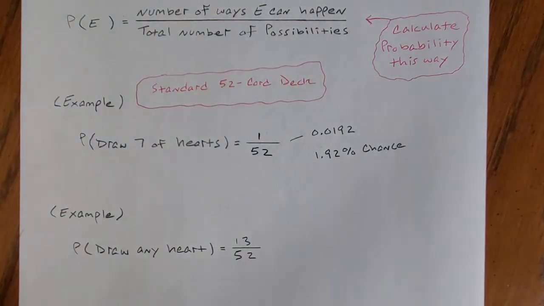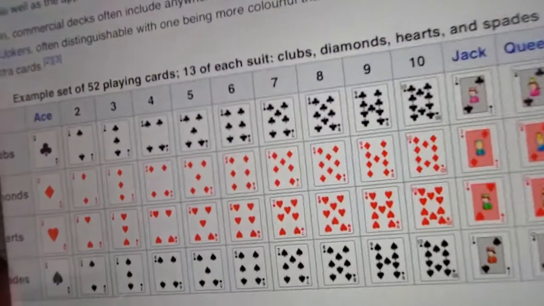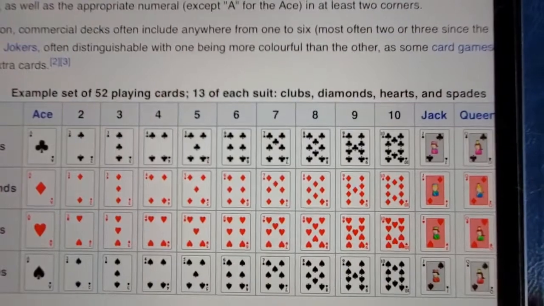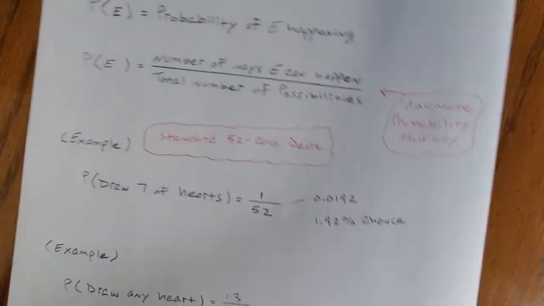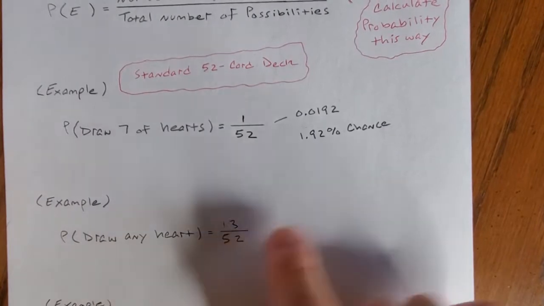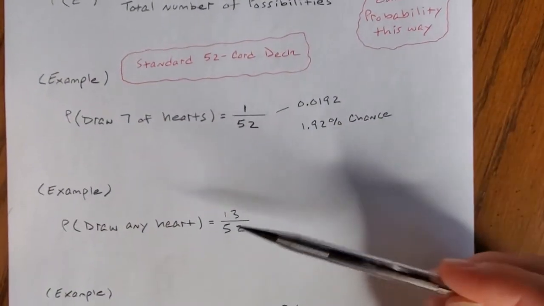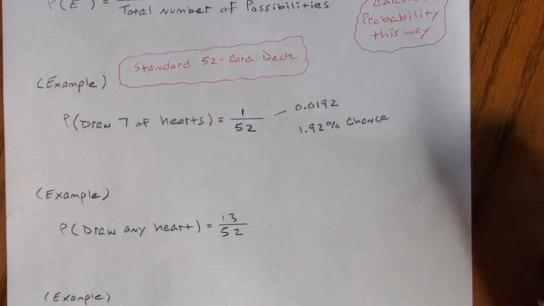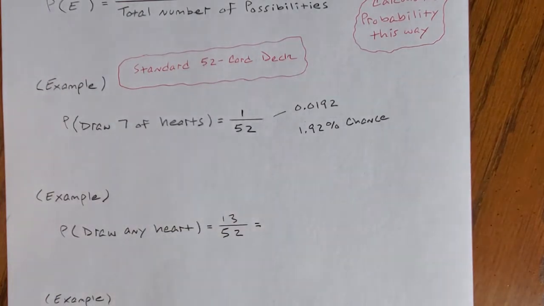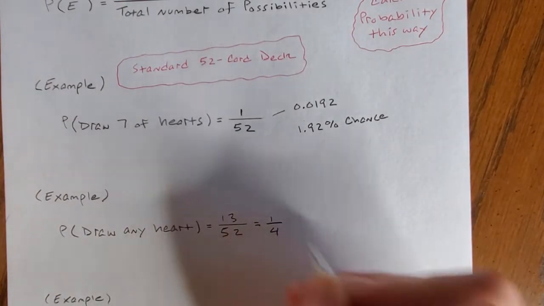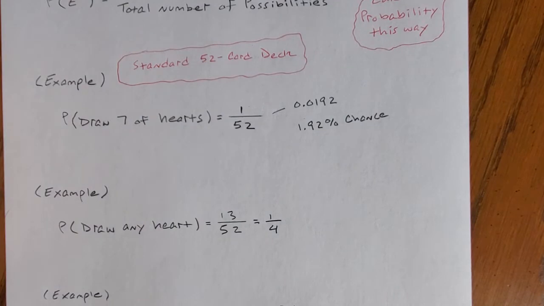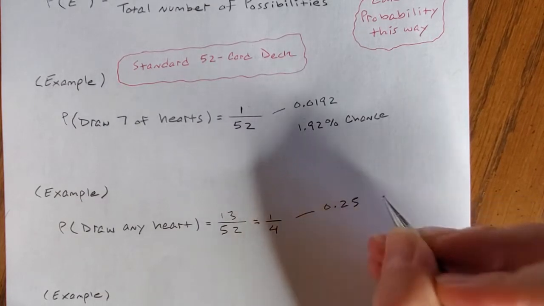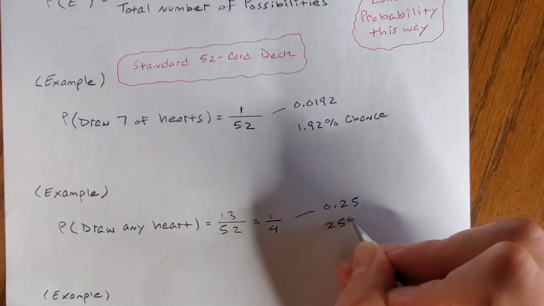Well, remember, I said there are 13 cards of each suit, so there's 13 hearts. For me to draw a heart, any heart, there's 13 ways that can happen, but there's still 52 possibilities total. So it's 13 out of 52. Now, if we do a little more math and simplify that fraction, it reduces to 1 out of 4, which is 0.25, or you could say a 25% chance.